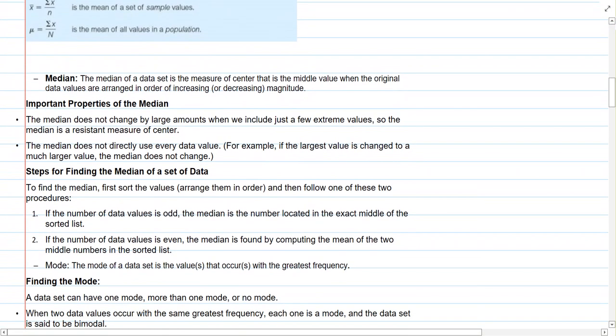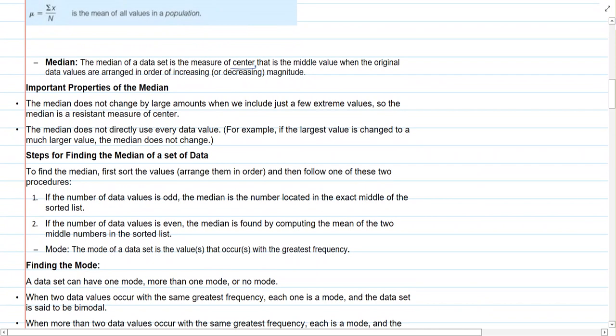The median is the middle number of the set. The median of the data set is the measure of the center that is the middle value when the original data values are arranged in order of increasing or decreasing magnitude. I always use increasing in my lectures.